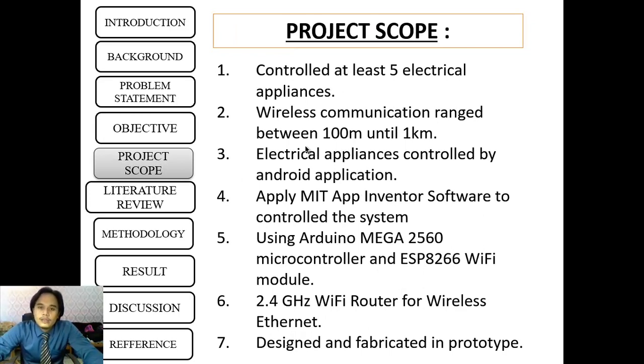Based on all the factors, my project scope is to control at least 5 electrical appliances for my prototype, with a wireless communication range between 100 meters and 1 kilometer. The electrical appliances are controlled by the Android application, and I will use MIT App Inventor software to control the system. I'm using the Arduino Mega 2560 microcontroller and ESP8266 for the Wi-Fi module. Other than that, I'm using a Wi-Fi router, and I will design and fabricate a prototype first.